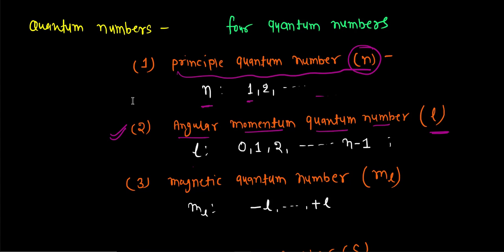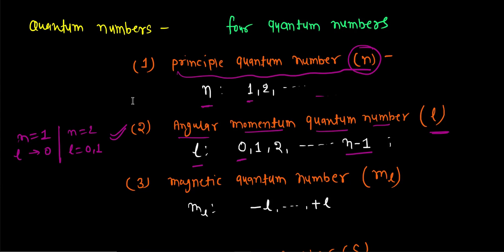Now the value of L can be from 0 to n minus 1. So for example, if n is equal to 1, the L value can be only 0 because n minus 1 is 0. Okay, so for n is equal to 2, L can be 0 and 1, because n minus 1 is 1. So in this way, n and L are defined.